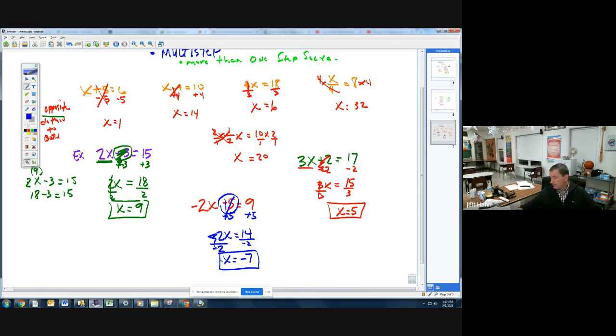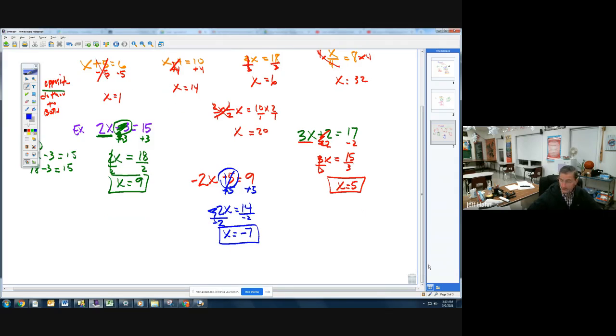And the last thing, just because they like to mess with you and make it difficult. Check this one out: 3x plus 4 minus x equals 28. What you might notice that's different from what we've seen before is that in every other case, we've only had 2 terms on this side of the equal sign.